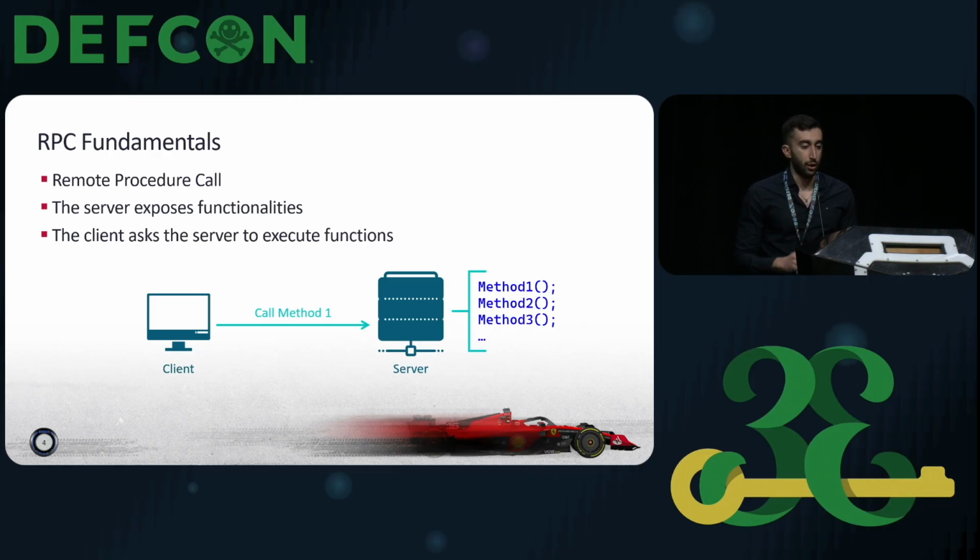We're going to talk a lot today about the RPC protocol, so let's first understand what it is. The remote procedure call is used for inter-process communication between clients and servers. The server exposes functionalities, certain actions and logic, and the client can request the server to execute them on its behalf. The server can run on the same machine as the client or on another computer on the network.